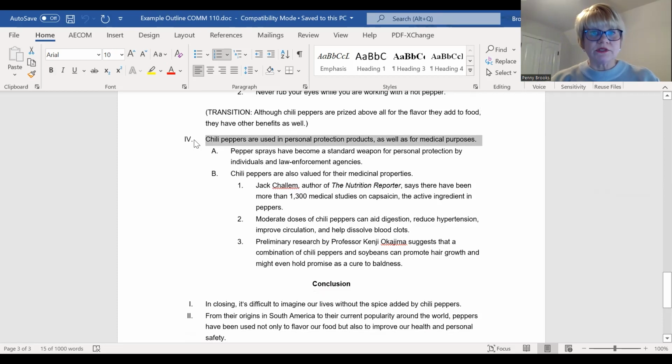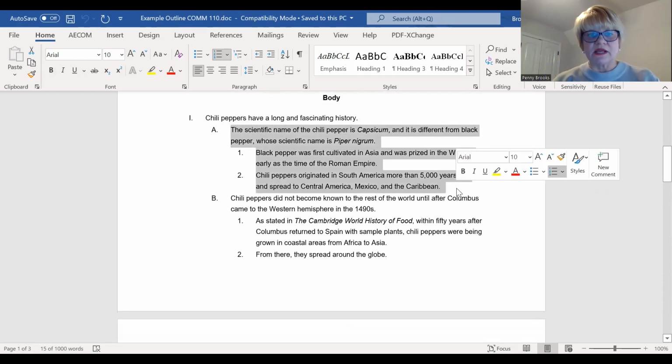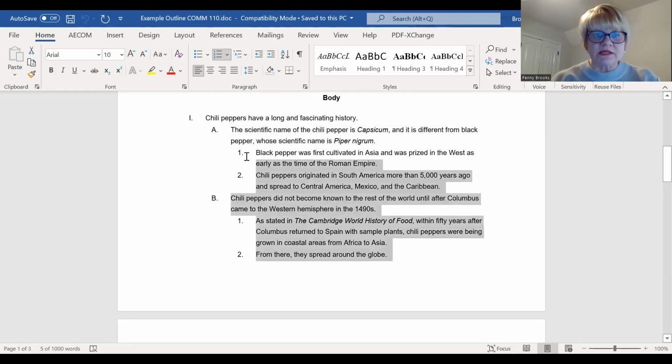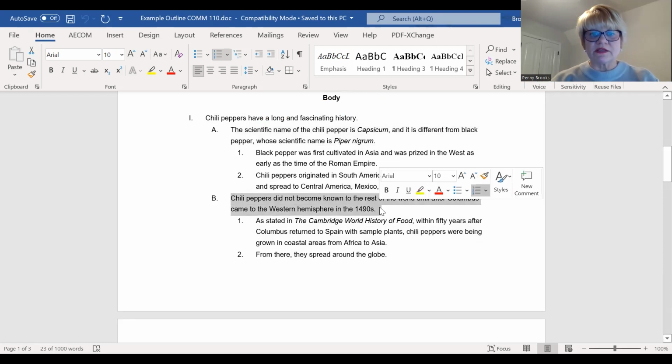So he's got 4 main points, and everything under these main points has to be about that main point. So, for example, when he's talking about the history, he basically is talking about where it got the name from, where it was first cultivated, who grew them, when did they come to the Western Hemisphere, that kind of stuff. If it's related to history, it's all going to be organized under this number 1 main point. And if you're used to outlining, you know that basically the A and the B are your subpoints. And these are kind of the things that support that point.